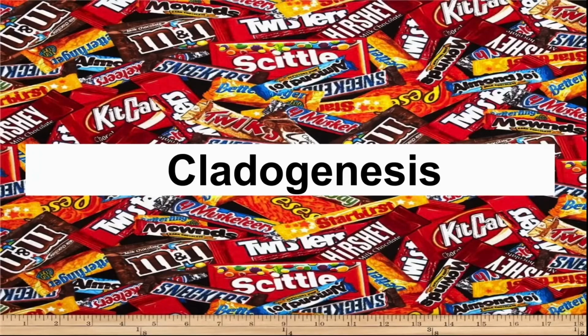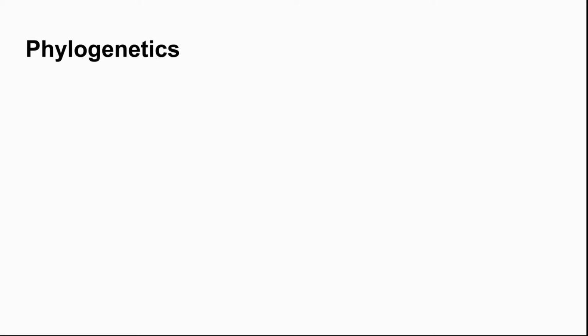Today we will be talking about cladogenesis and how it relates to phylogenetics. Phylogenetics is the study of relationships between different organisms and species based on common ancestors. In order to represent phylogenesis, we can use a phylogenetic tree like this one.